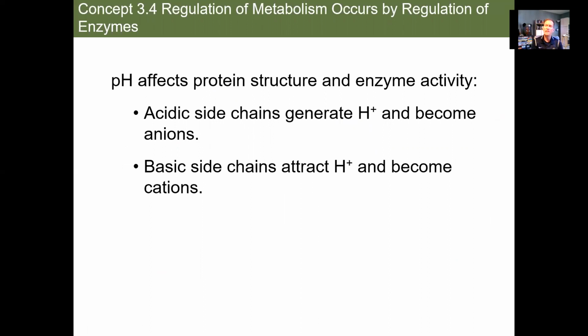All right, pH is one of them, and it's incredibly important. Remember, if we have lots of acidic side chain amino acids, they can generate H plus ions, becoming anions. Basic side chains can attract H pluses and become cations. That can change the pH environment around them.